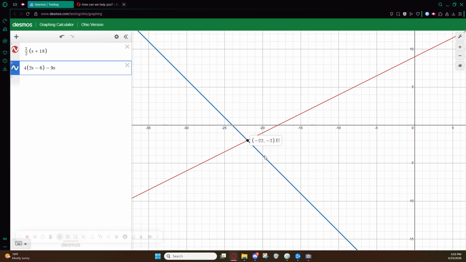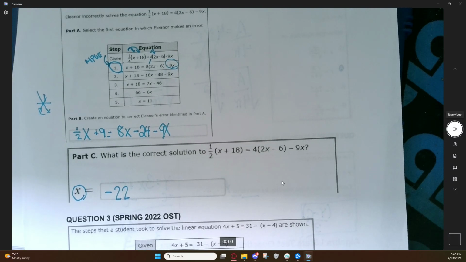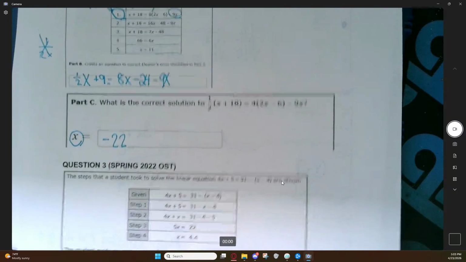We know to take the first number because the question calls for x equals, so we're going to take the x value, which is negative 22. And that's what you're going to put in for part C. If you do all 3 of these right, you're going to get 3 points, and that's a long way towards getting your 15.